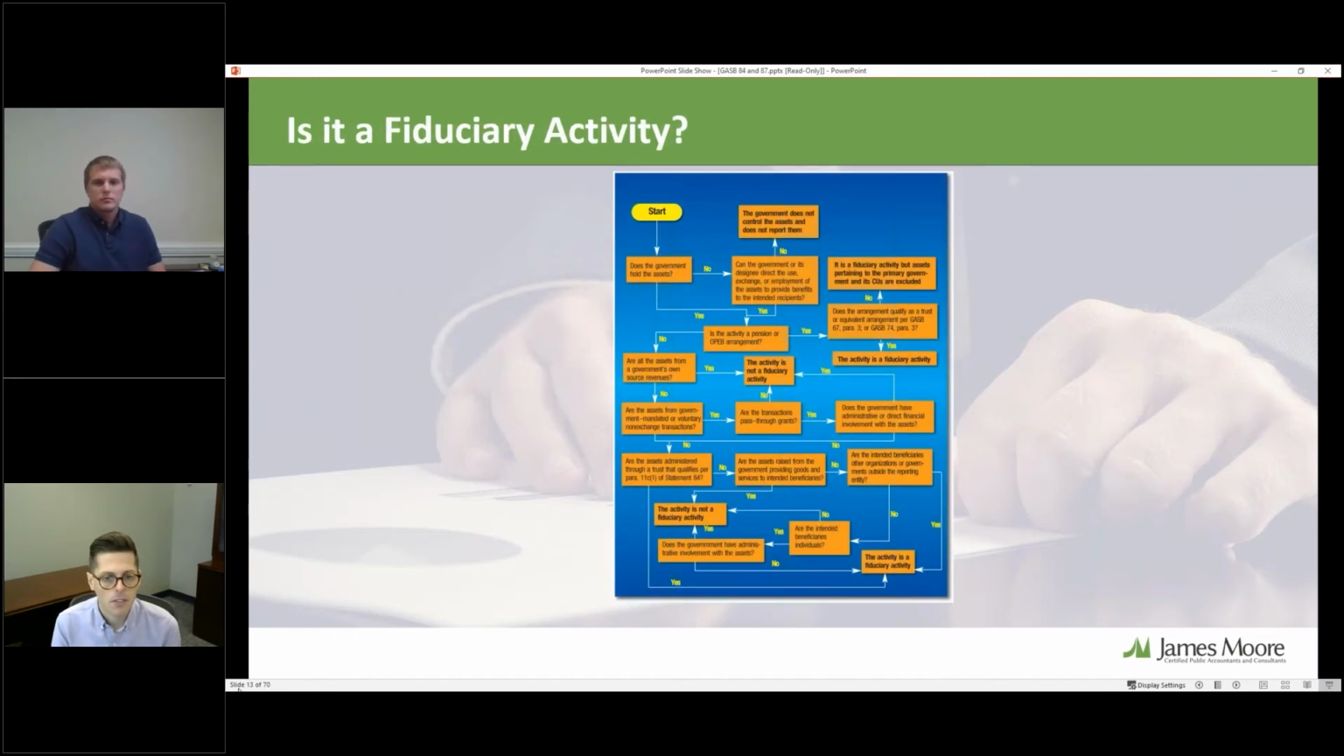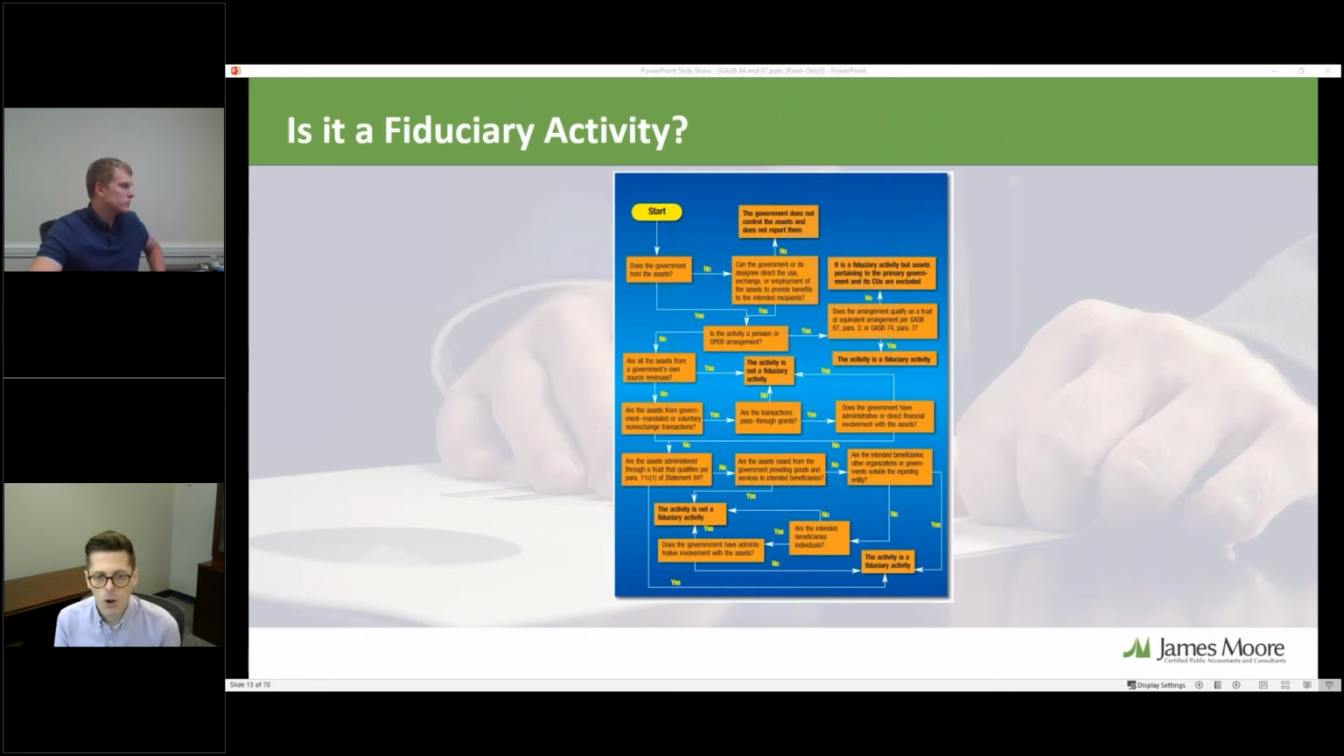So again, as I mentioned, this flow chart directs you through the path of determining if it's a fiduciary activity. This is obviously not a component unit. It pretty quickly sorts out the pension arrangements and moves you to that component unit piece. Again, determining whether or not the government's held the asset, whether or not they can direct the use of the asset, whether it's for a pension or OPEB arrangement, the own source revenue. And then it gets into those pieces.